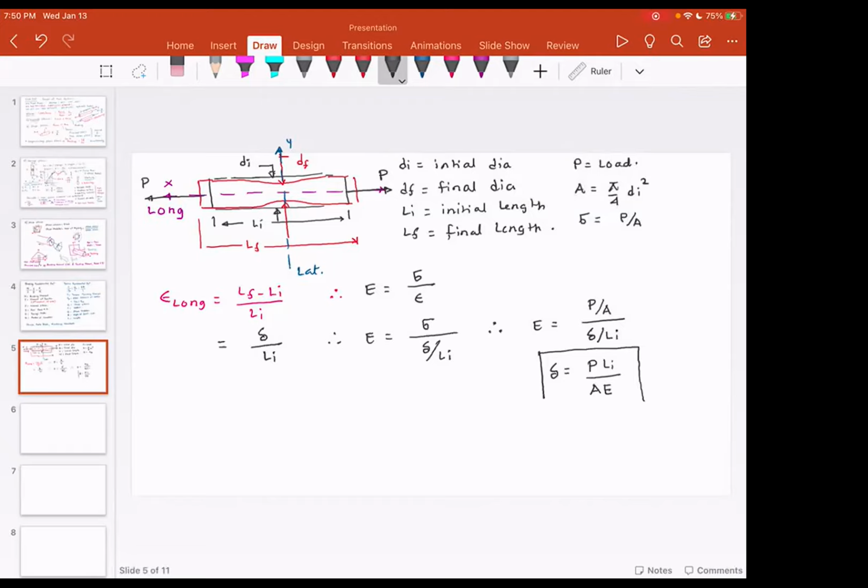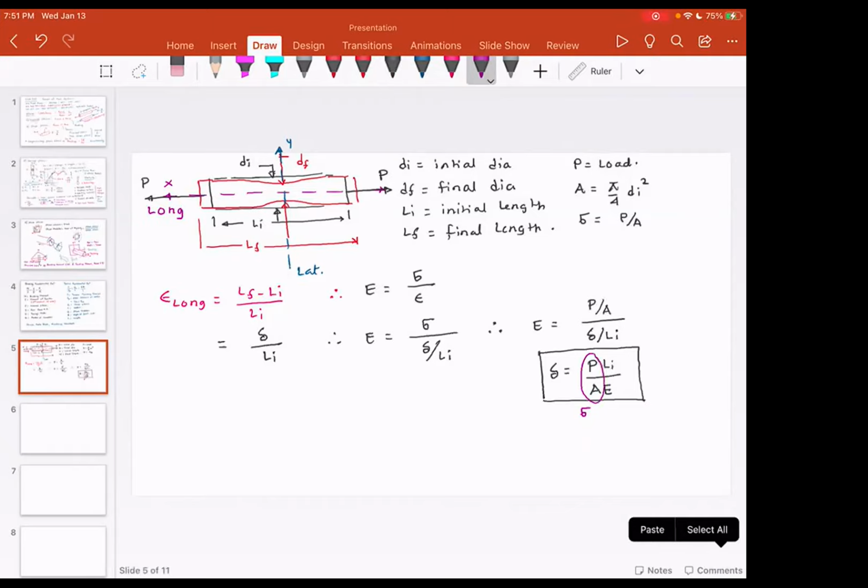This is an equation that we may use, but this equation is very simple to remember. Think about it, P divided by A is nothing but stress. And delta divided by Li is the strain, but I substituted the value of strain and took the delta on the left hand side of the equation.